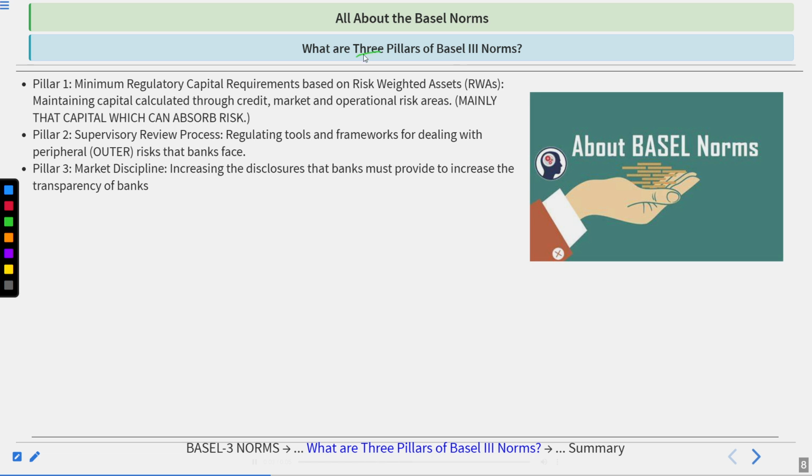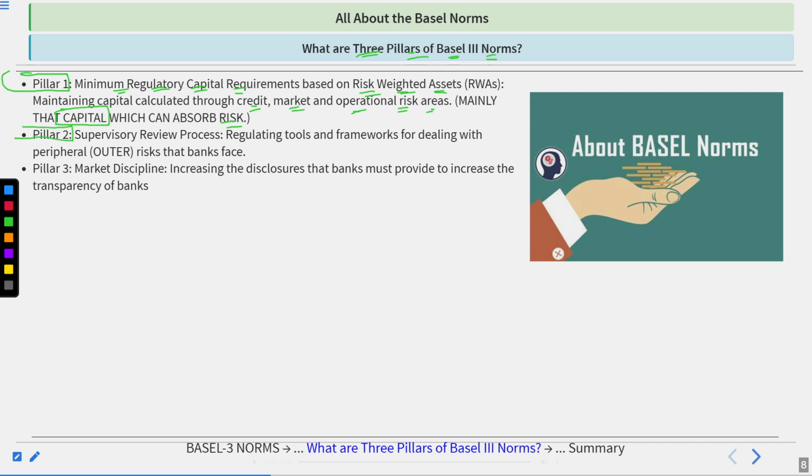Now, three pillars of Basel III norms. These are important. Pillar 1: minimum regulatory capital requirements based on risk-weighted assets. Maintaining capital calculated through credit, market, and operational risk areas is mainly the capital which could absorb the risk. It means if any type of risk occurs in the nearby future, then the bank must have sufficient capital to absorb that particular risk.